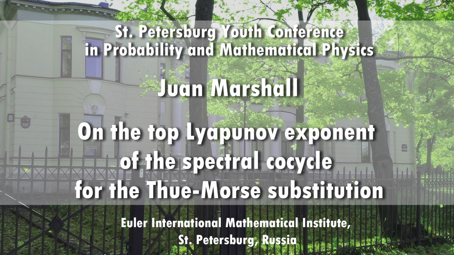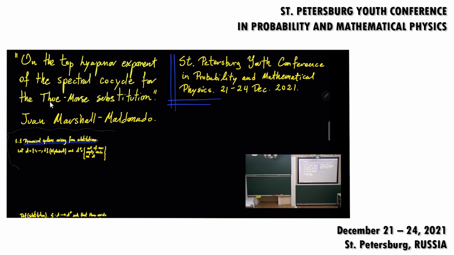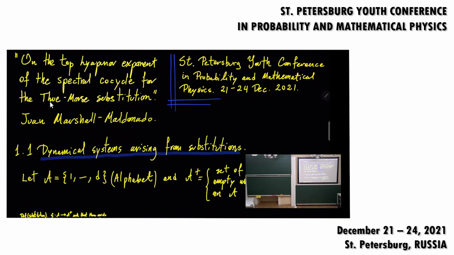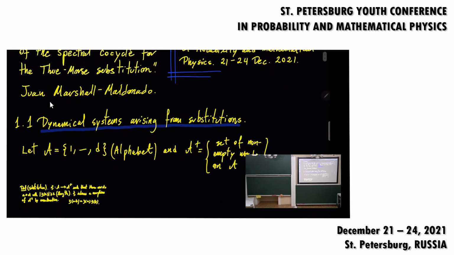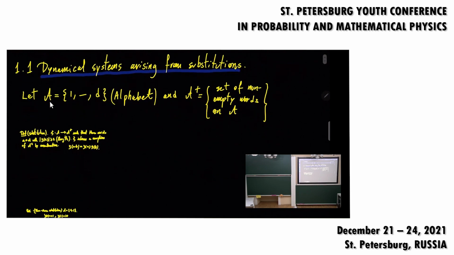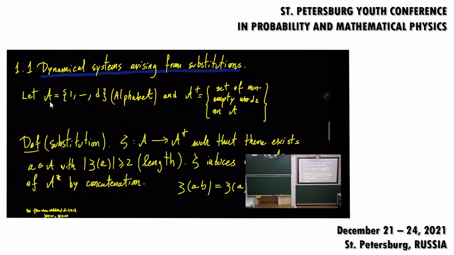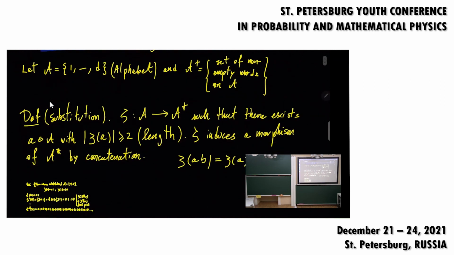Let us start by recalling some notions on dynamical systems associated to substitutions. So let's start by fixing an alphabet denoted by A with the symbols 1 to d, and consider also A+, the set of non-empty words on this alphabet A. A substitution is a map theta from A to A+, such that there exists some letter a in the alphabet having length at least 2.